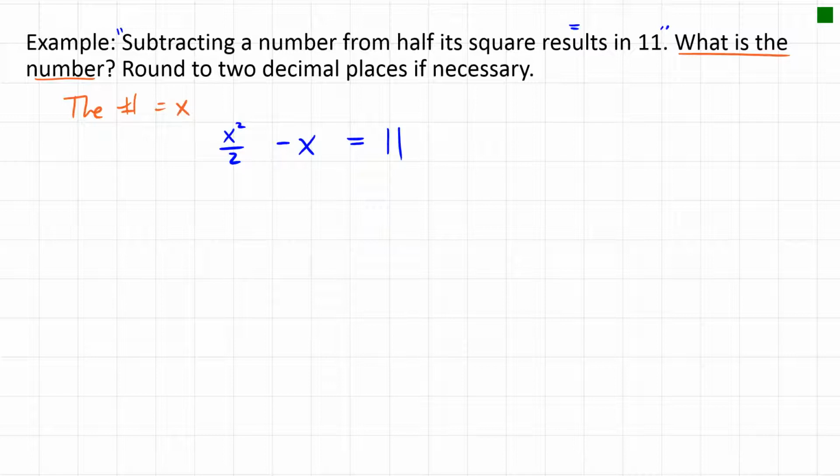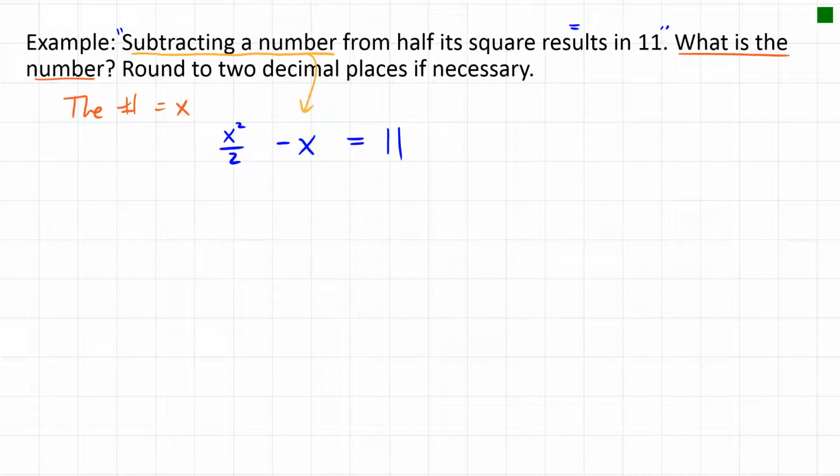And it's important to note that even though this part came first, subtracting a number comes first. It's actually the second part of it comes after the squaring and halving of x, because you subtract it from half of its square. So subtracting a number from half its square results in 11. Now we're ready to solve this equation.